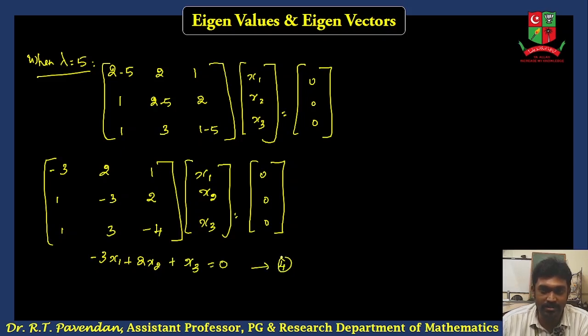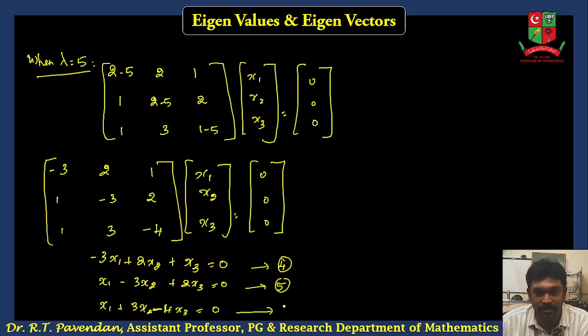Let me take this as equation 4. Next one is x1 minus 3x2 plus 2x3 is equal to 0. This is equation 5. And x1 plus 3x2 minus 4x3 is equal to 0. That is equation 6. So all these 3 equations are unique, so we can choose any 2 equations to get the values of x1, x2, x3. Let me take 4 and 5.